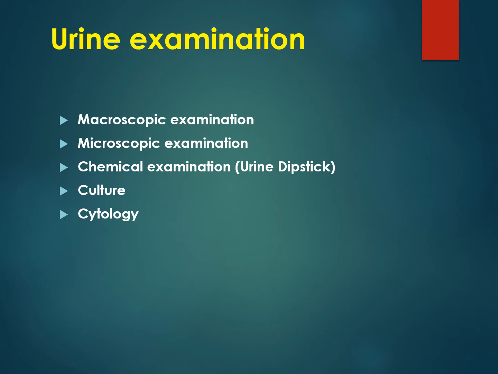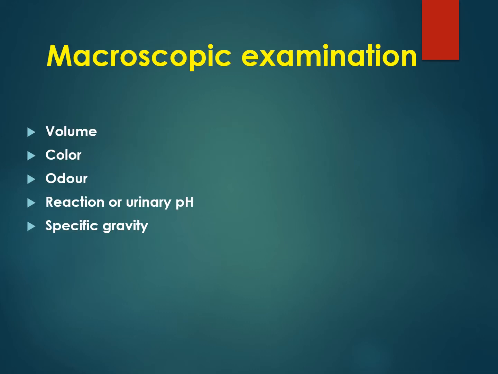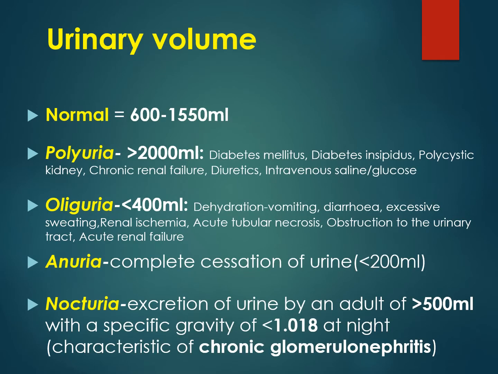Examining the urine entails five things. Number one, macroscopic examination of the urine, then microscopic examination, then chemical examination of the urine by dipstick, then culture and sensitivity, then the cytology of the urine, what types of cells you are looking for. Those are the components of urine analysis. For macroscopic examination, we are looking at the volume, the color, the odor, the reaction or urinary pH, and the specific gravity of the urine. It's very important, as in plenty of clinical situations we have change of specific gravity.